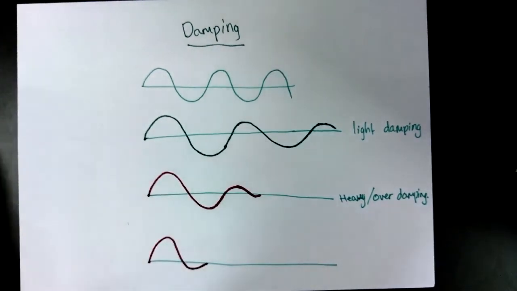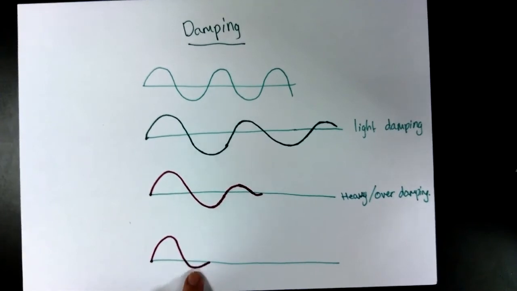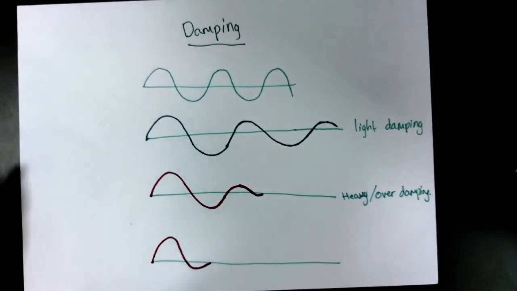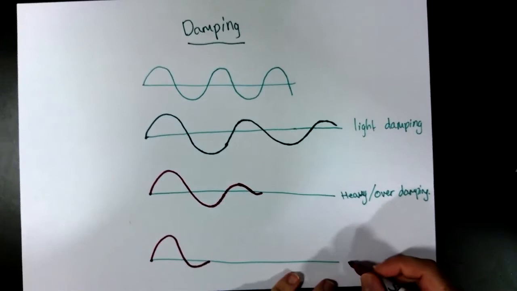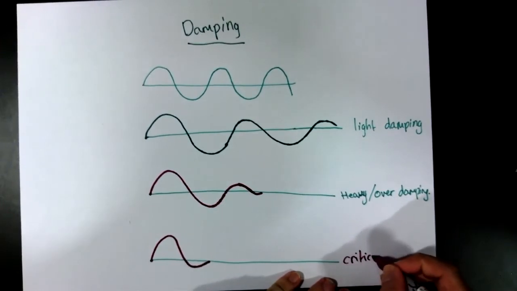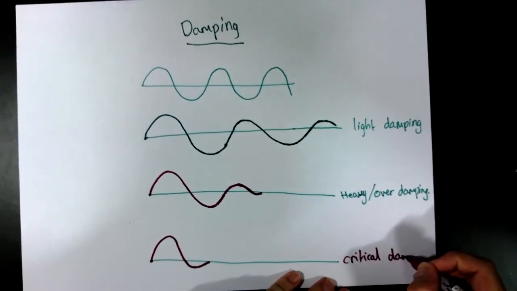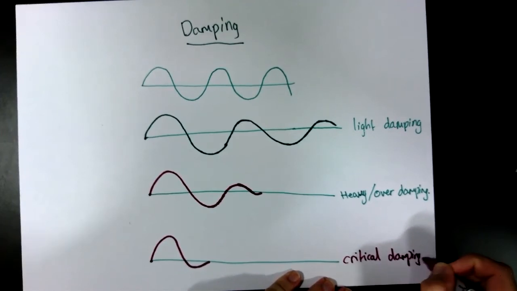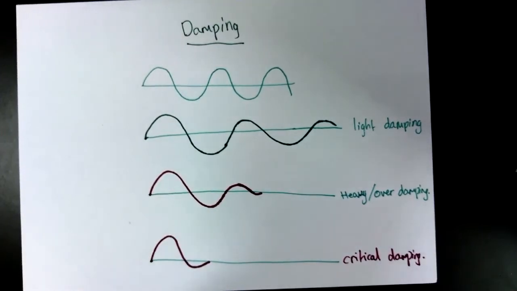Okay, so critical damping basically stops it in the shortest possible time. To be fair, critical damping probably might not even get this much of an oscillation in. So critical damping would stop it. So we call this critical damping, which basically stops any oscillations really straight away.